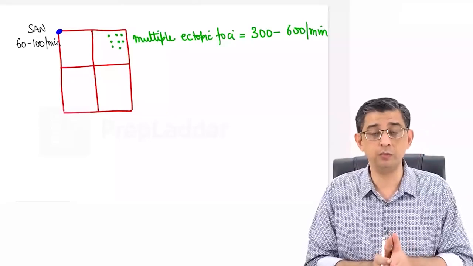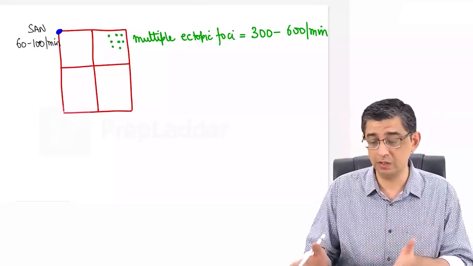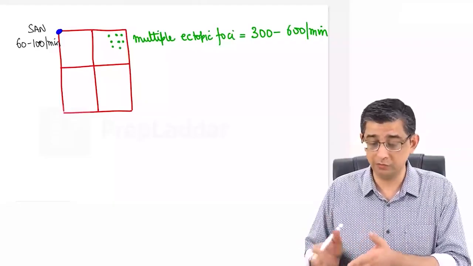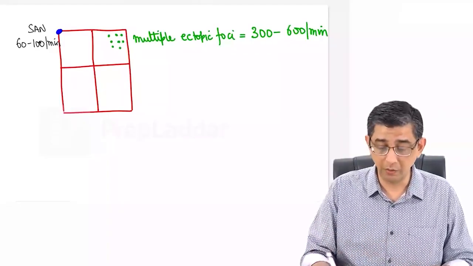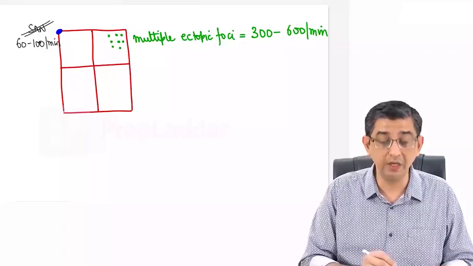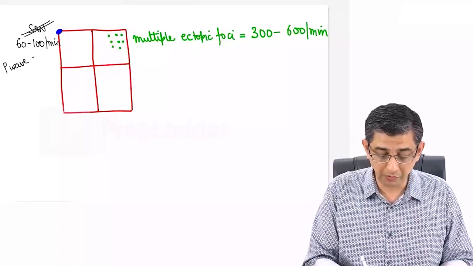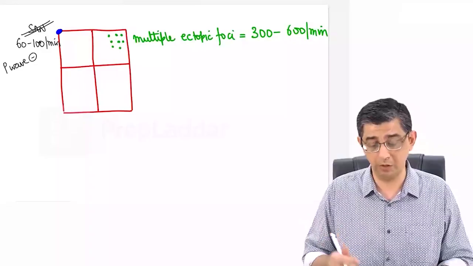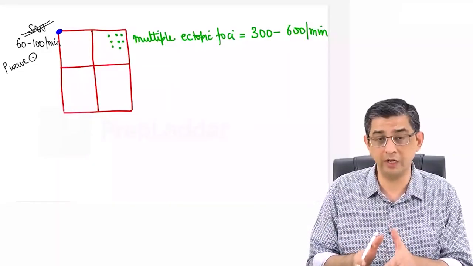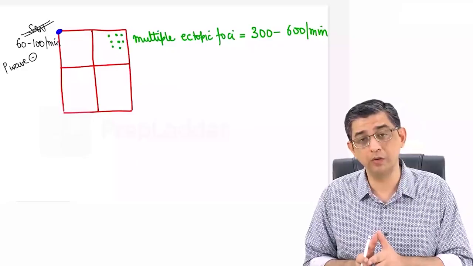You can see the SA node, poor fellow, only 60 to 100. These guys are going to do 600 per minute. So obviously they're stronger, and the poor fellow SA node will now admit defeat and stop firing, which explains why it is written in an MCQ of atrial fibrillation: absent P wave, because this guy cannot compete electrically with these ectopic foci.